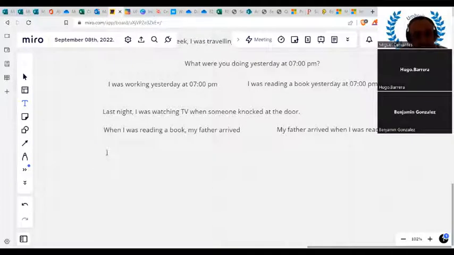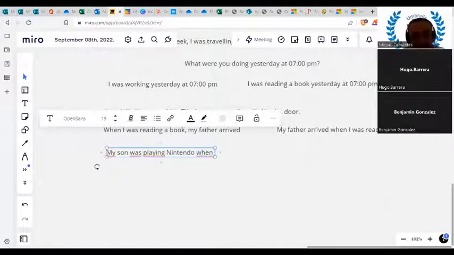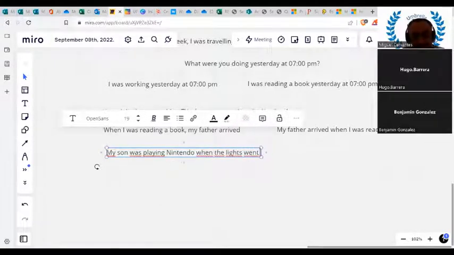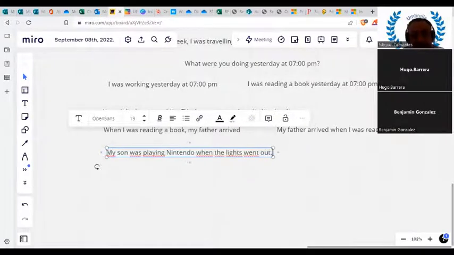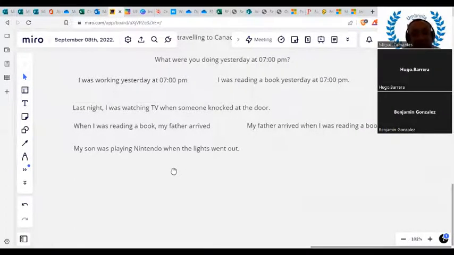My son was playing Nintendo, for example. When, how do you say, la luz se fue? When the lights went out. The lights went out. Okay, my son was playing Nintendo when the lights went out. Very good. Benjamin, can you tell me one example, please?